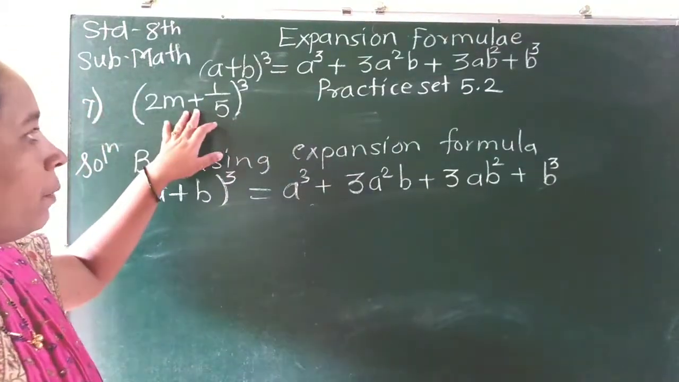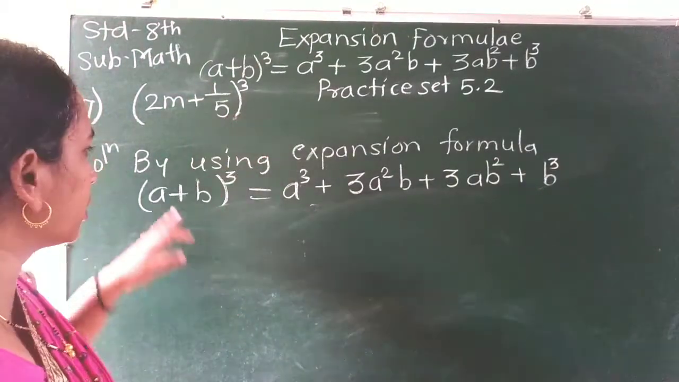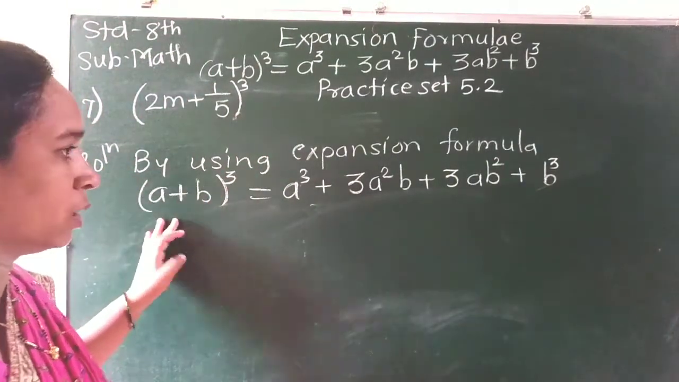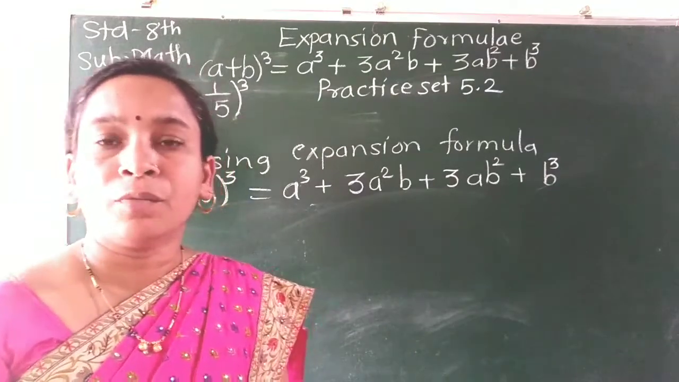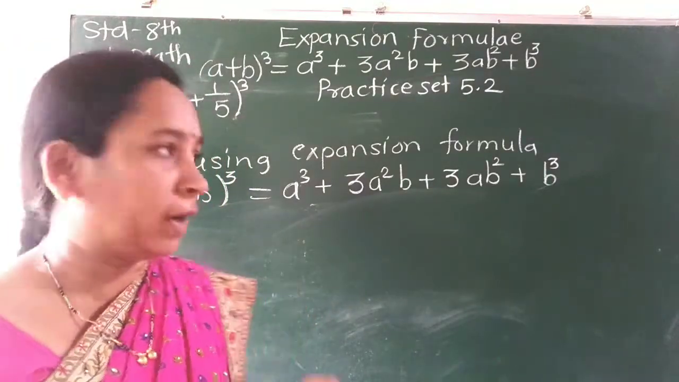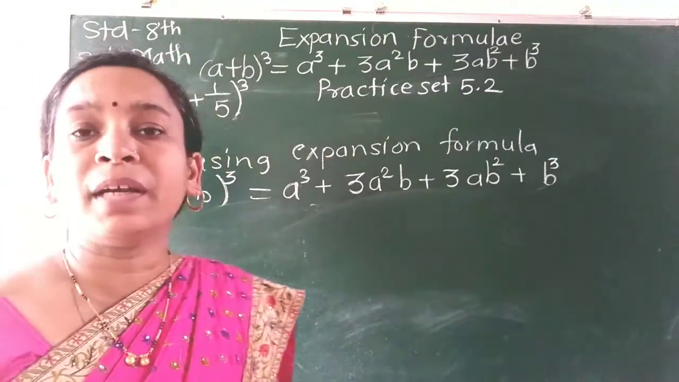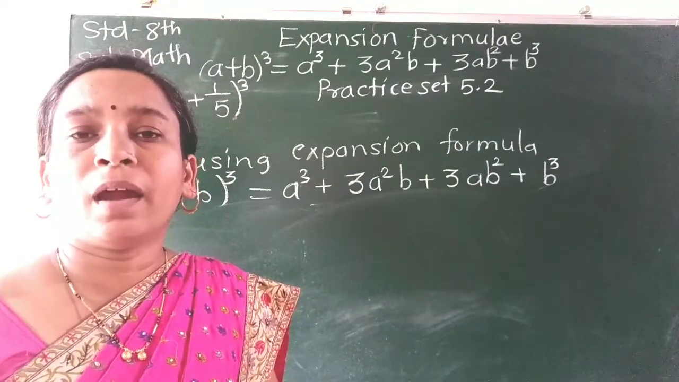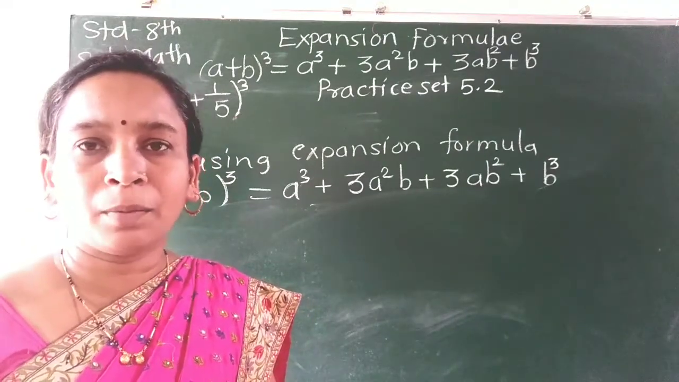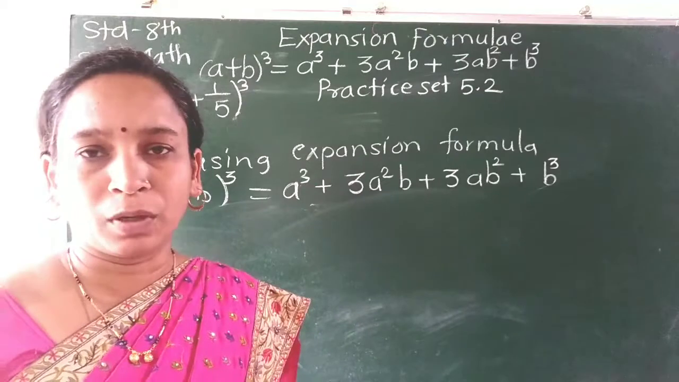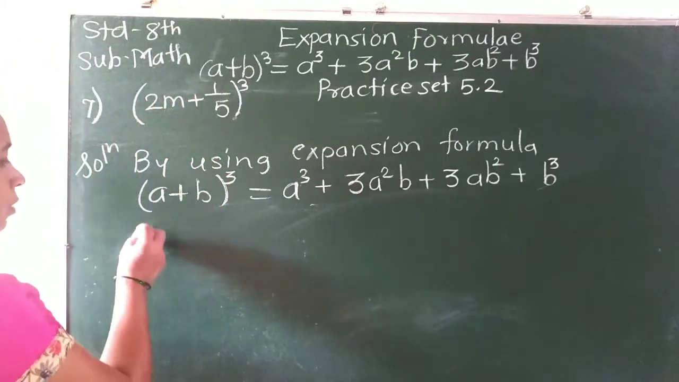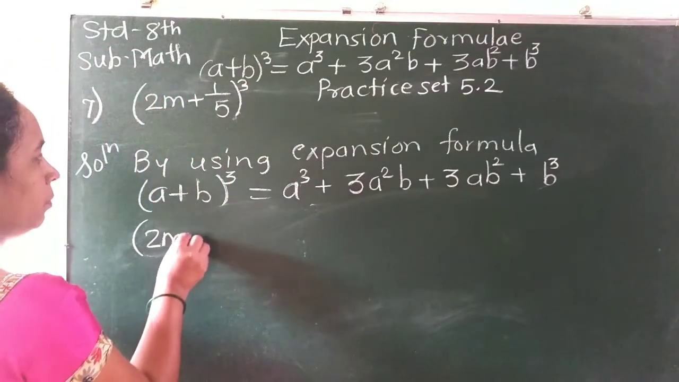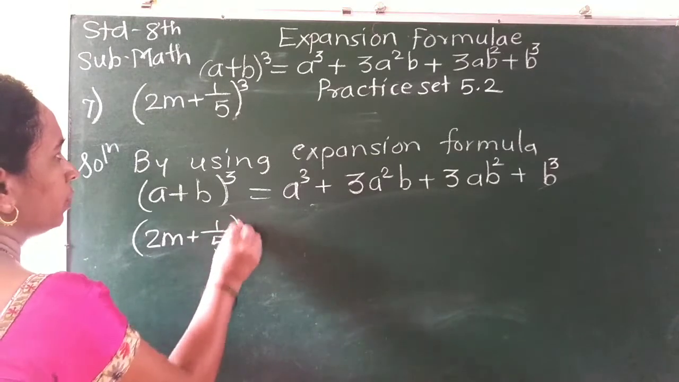Example: (2m + 1/5) bracket cube by using the expansion formula. See students, if you observe, for every example I am writing this formula and I am reading it. So writing and reading the formula will help you to memorize this formula. Now we'll see (2m + 1/5) bracket cube.